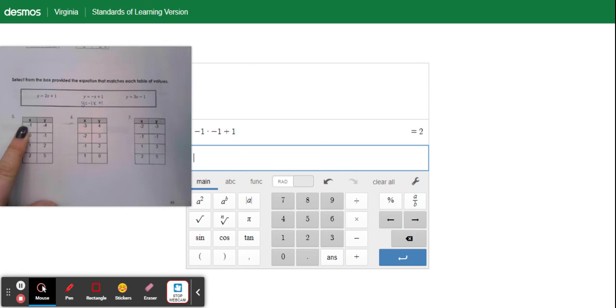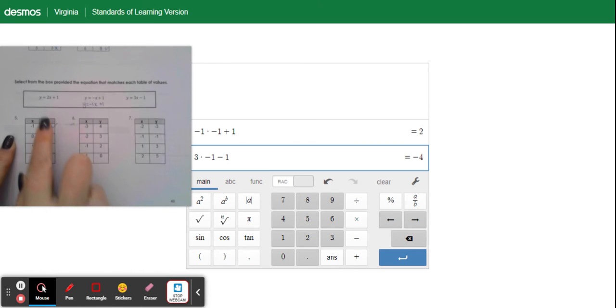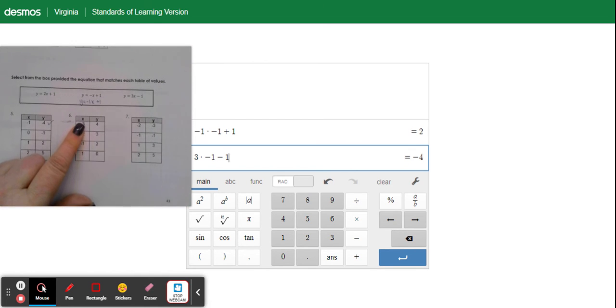So we're going to look at this last one. Does 3 times negative 1 minus 1 equal negative 4? Because this equation and this equation do not go with anything, this first point, I know that this is y equals 3x minus 1. So let's see, and I'm done with that.